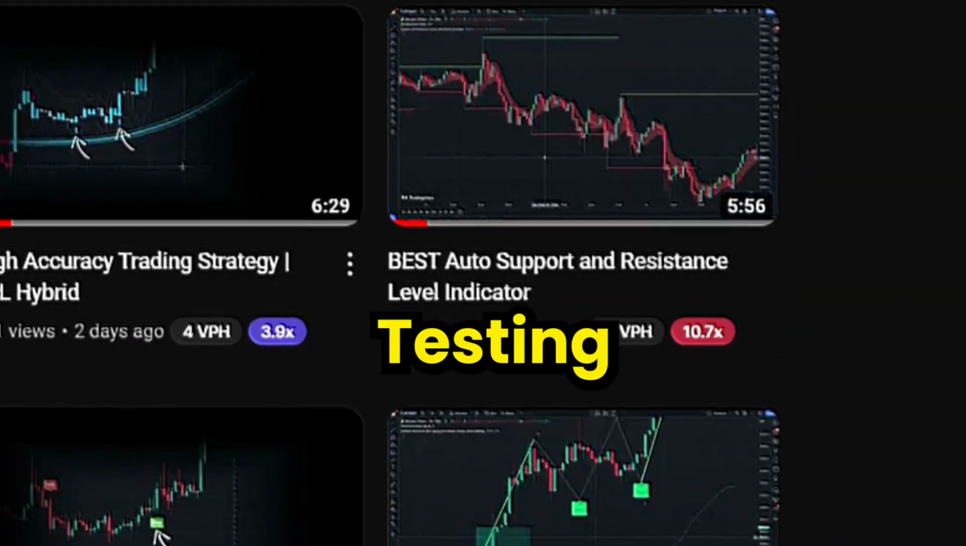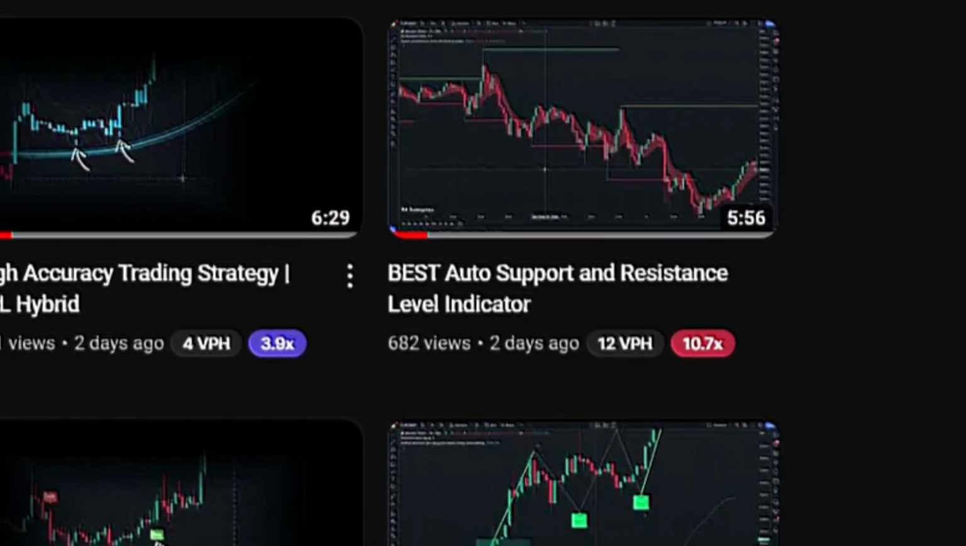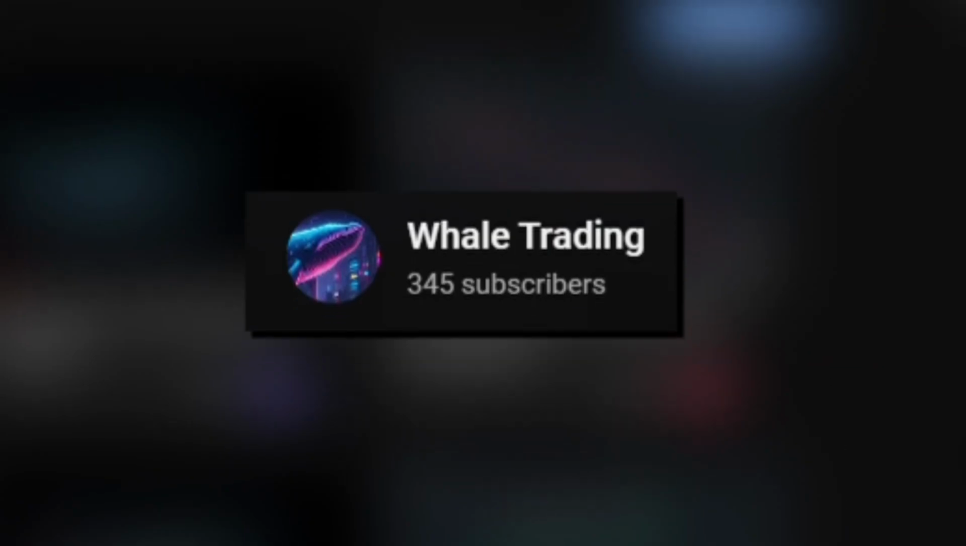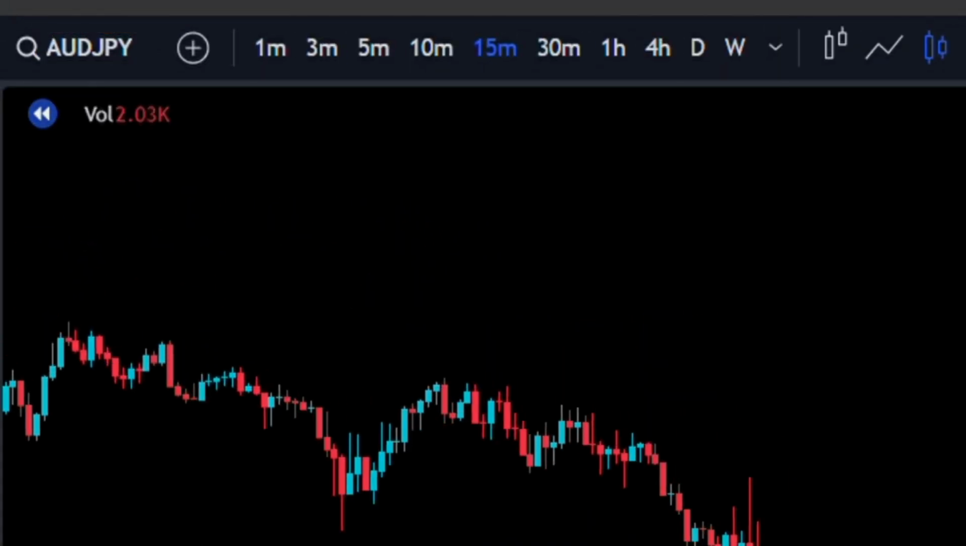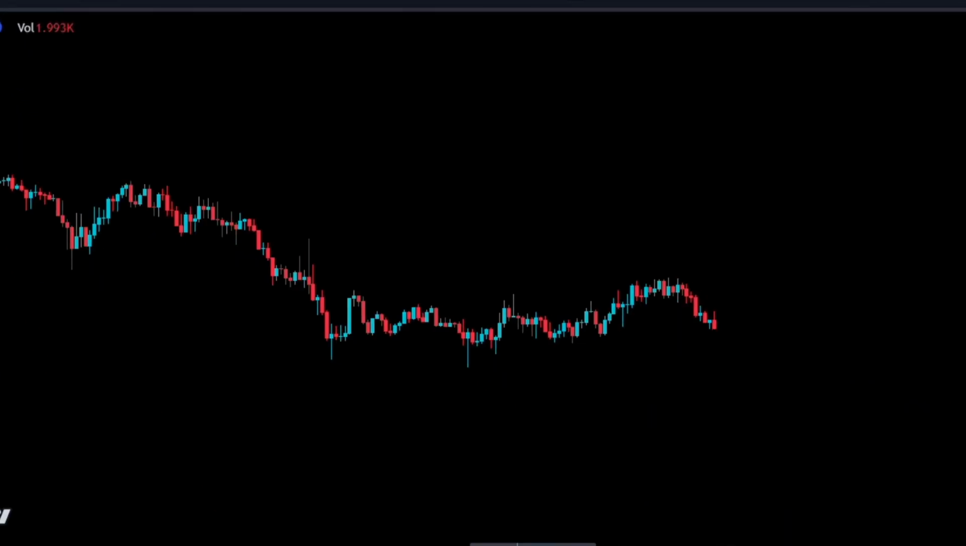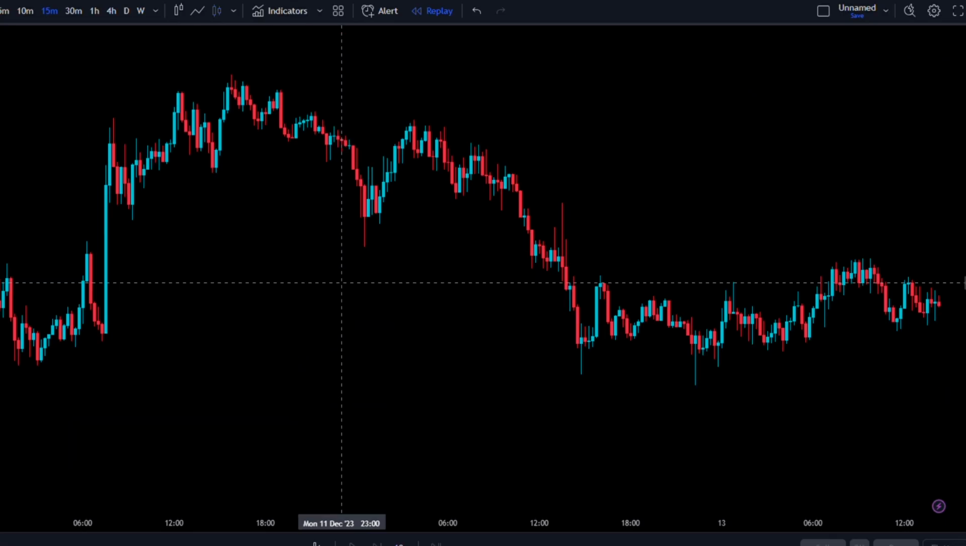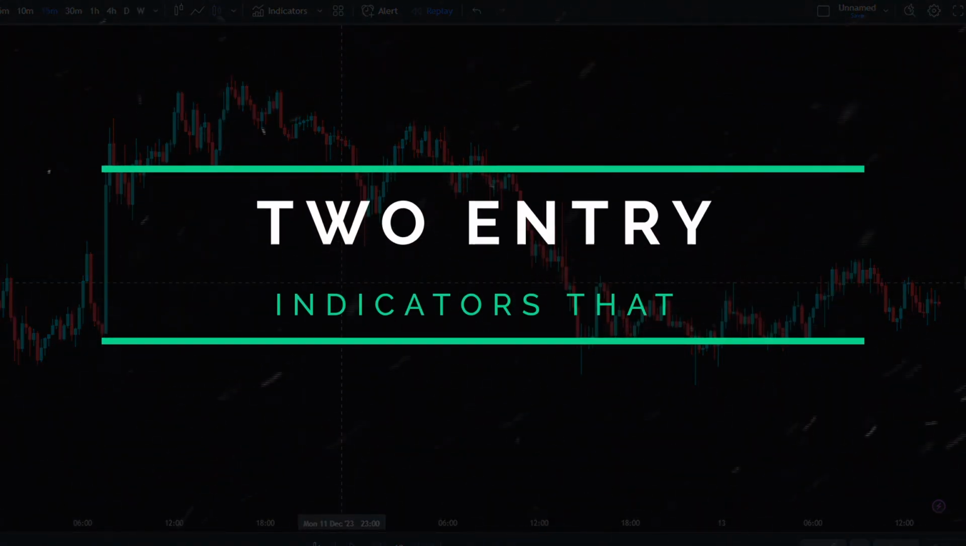In this video, I'll be testing the best auto support and resistance level indicator created by Whale Trading. I'll be testing it 100 times using AUDJPY on the 15-minute time frame. So head on over to TradingView, and for this strategy, we're going to need two indicators.